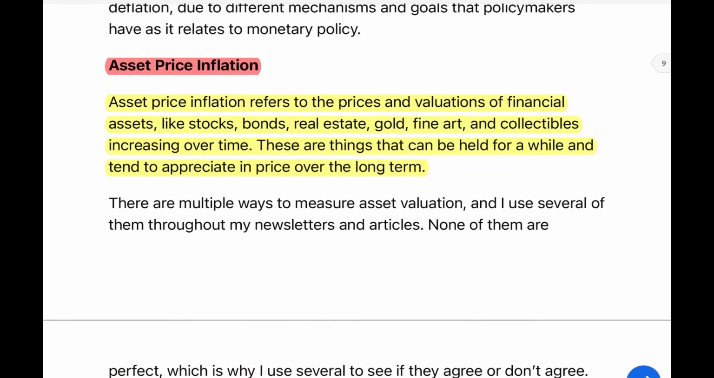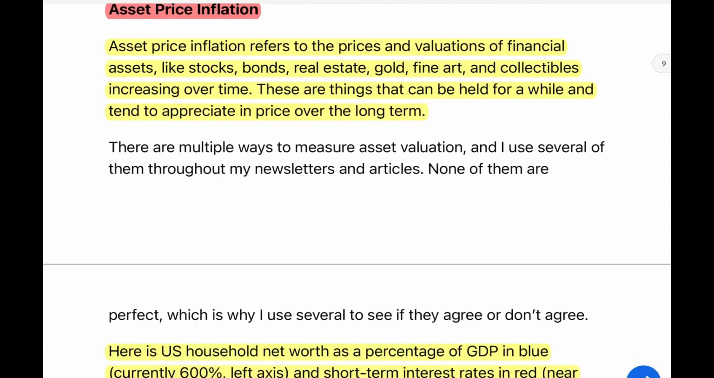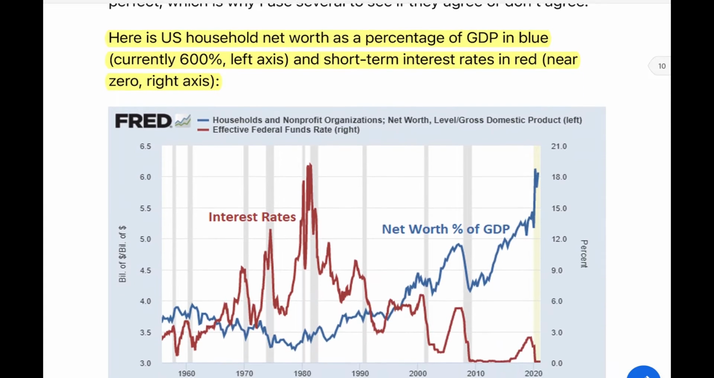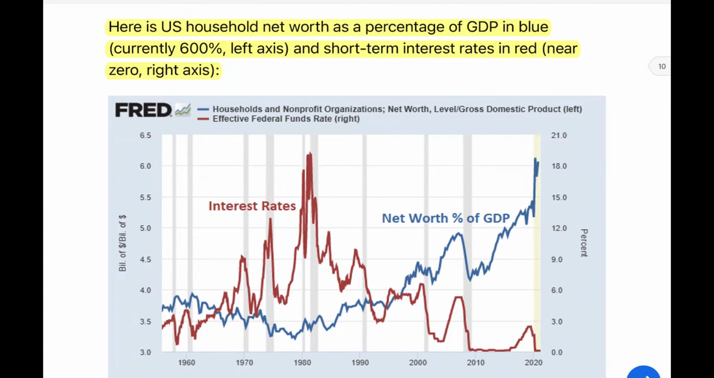So the third thing of inflation is asset price inflation. Asset price inflation refers to the prices and valuations of financial assets like stocks, bonds, real estate, gold, fine art, and collectibles increasing over time. These are things that have been held for a while and tend to appreciate in price over the long term. Here's the U.S. household net worth as a percentage of GDP in blue, currently 600% on the left axis, and the short-term interest rates in red, near zero, on the right axis.